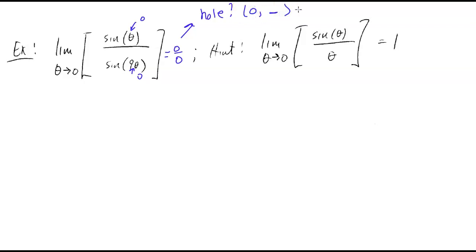And what we're trying to do is figure out what that particular y value would be so that we can tell exactly where the hole is located in the graph of this particular function. Okay. Now, the hint that's given to us here is that sine of theta over theta as theta approaches 0 from both the left and the right is equal to 1.